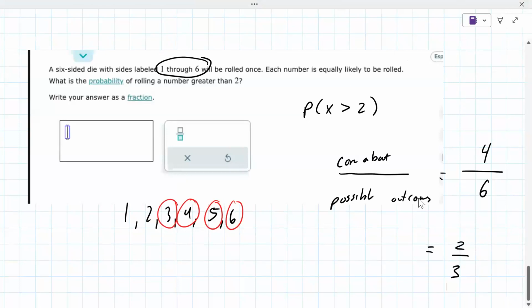So these problems all come down to figuring out how many possible outcomes there are. That always goes in the bottom. And then I say the ones you care about are the ones that matter. They don't all matter. The ones that actually fit the criteria are what matter, greater than 2.